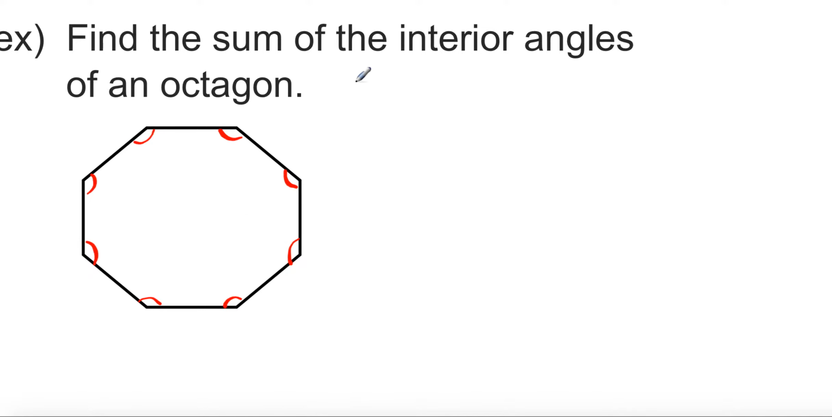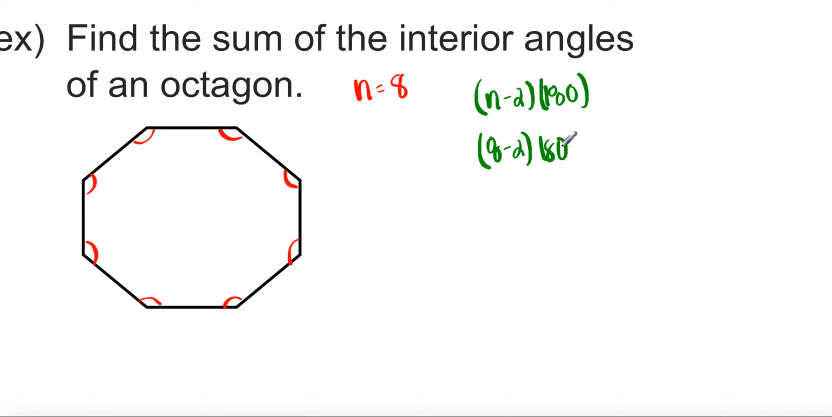In this case, n is 8 because an octagon has 8 sides, and our formula is (n minus 2) times 180. We'll plug that in, so that's going to be (8 minus 2) times 180. 8 minus 2 is 6, times 180, and 6 times 180 is 1080. So that's what all 8 angles add up to. And that's what this question is asking.